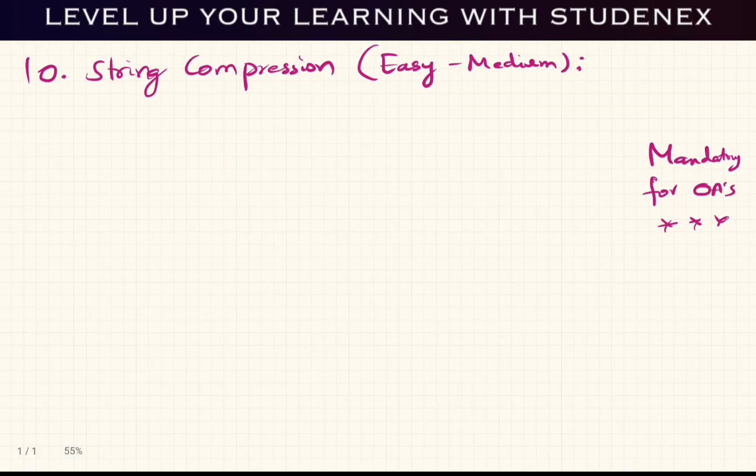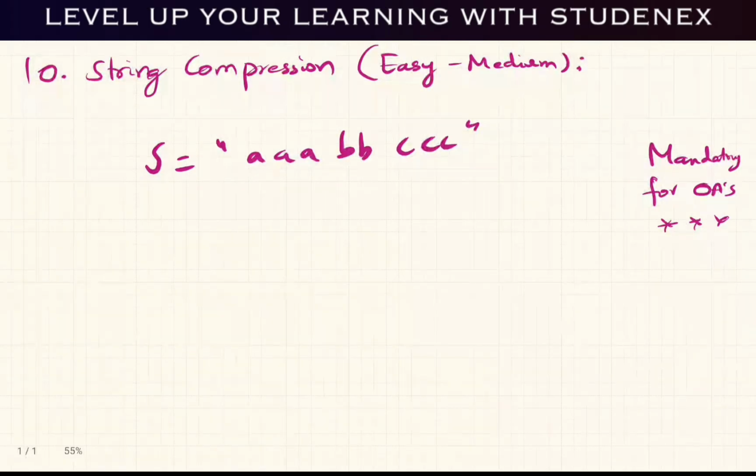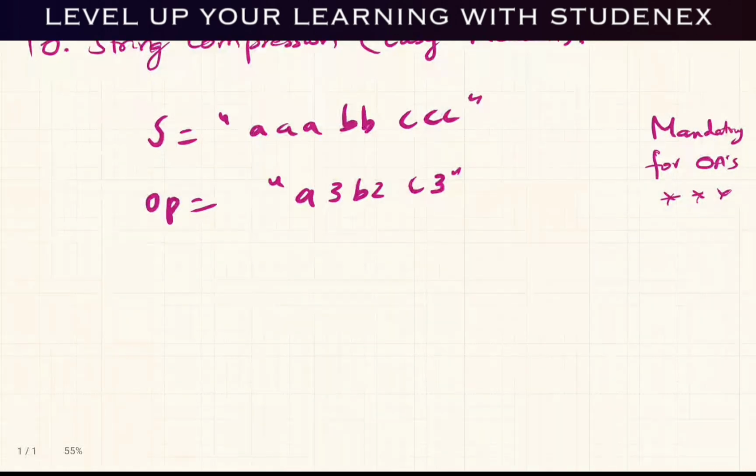So guys, we came to the last question here, which is called string compression. I have seen this question in a bunch of OAs. This is basically the question where we compress the string. So I'm gonna just show here, I'm taking a string called AAABBCCC. My output here is gonna be A repeated 3 times, B repeated 2 times, C repeated 3 times. So this is gonna be my output.